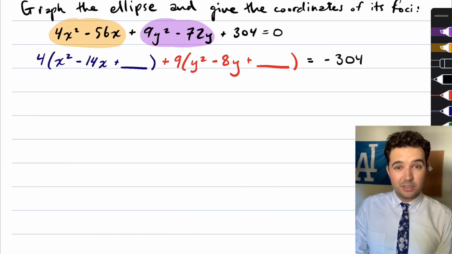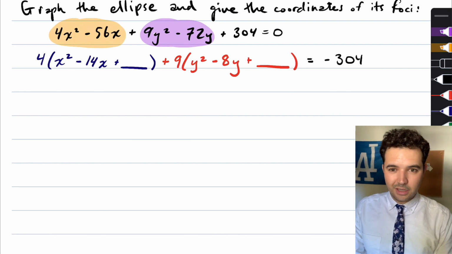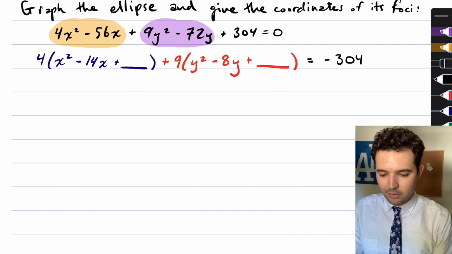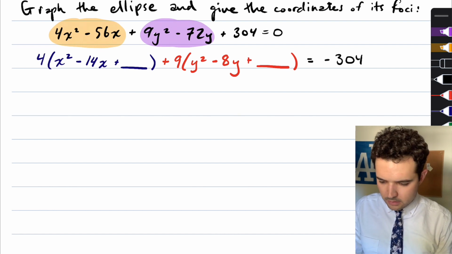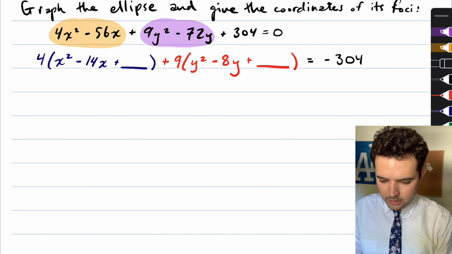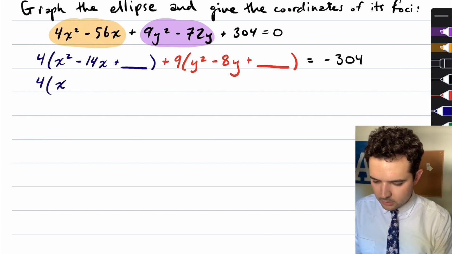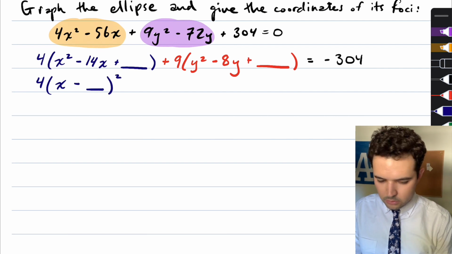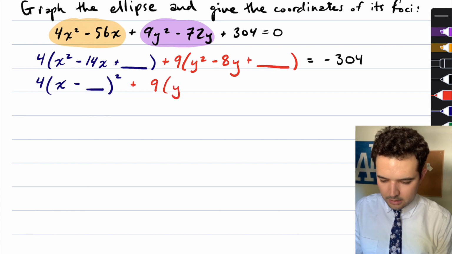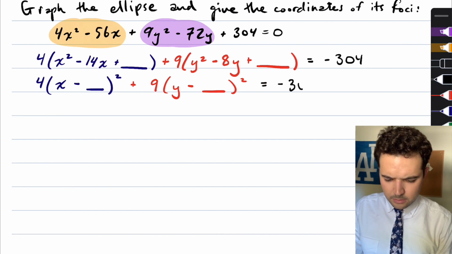The reason I'm doing that is because I know that in our equation for our ellipse we'll have all the constant terms on the same side of the equation, and that's opposite the side where we have our variable terms. So now that I know that we have x squared minus 14x plus something, I can see where that's headed. I can see that that is headed toward x minus something, all of that squared. Similarly, I'll end up with 9 times y minus something, all of that squared. Now, what's that something going to be?